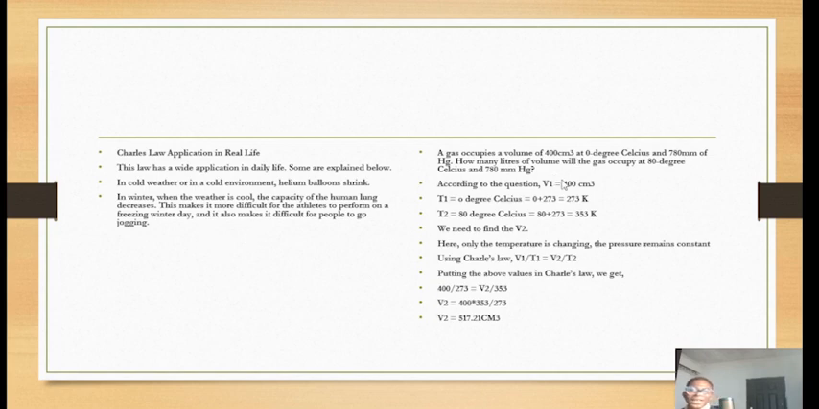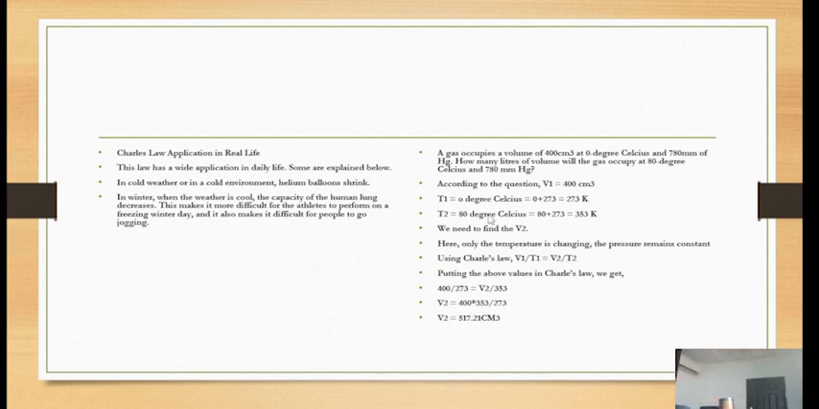A gas occupies a volume of 400 cm³ at 0 degrees Celsius and 780 millimeters of mercury. How many liters of volume will the gas occupy at 80 degrees Celsius and 70 mm of mercury? So according to the question, we have our V1 as this.